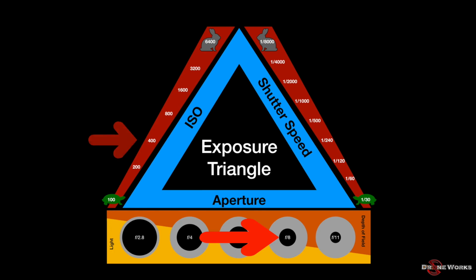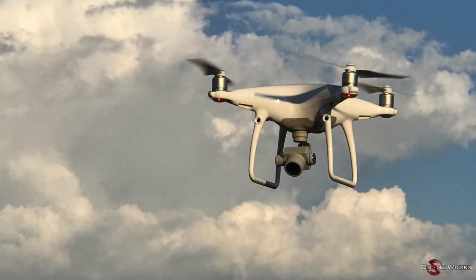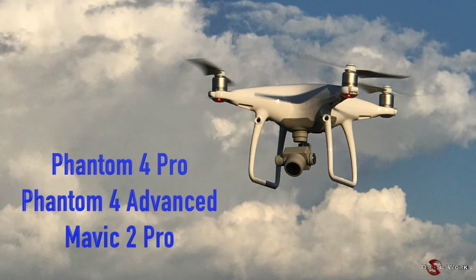You can move the ISO one stop from 200 to 400 and move the shutter speed one stop from 1/240th of a second to 1/120th of a second. You have now increased the amount of light a total of two stops to offset the two-stop change in aperture. Some aircraft have variable apertures, which permits full use of the exposure triangle. Examples of aircraft with variable aperture lenses are the Phantom 4 Pro, Phantom 4 Advanced, and the Mavic 2 Pro.